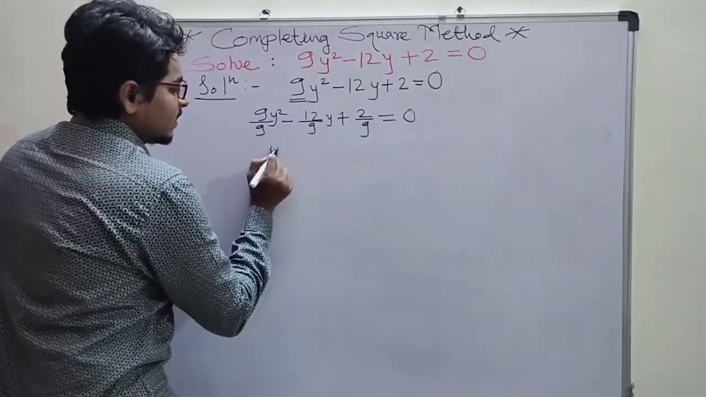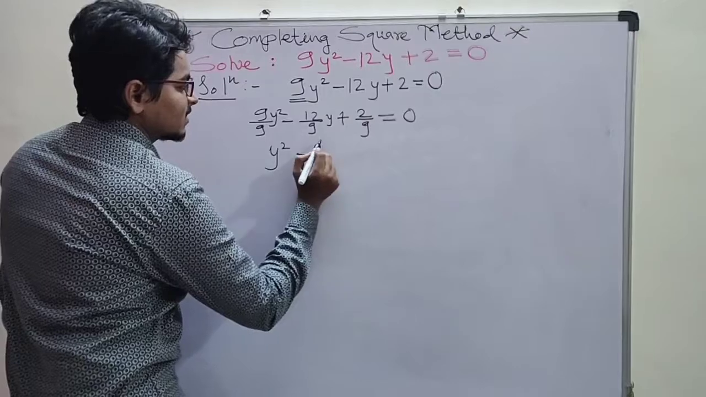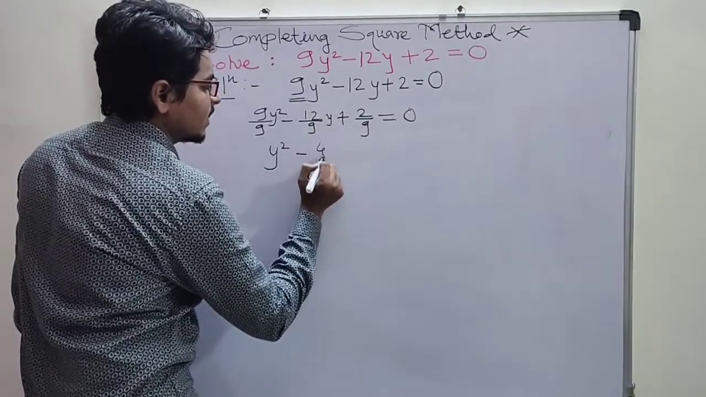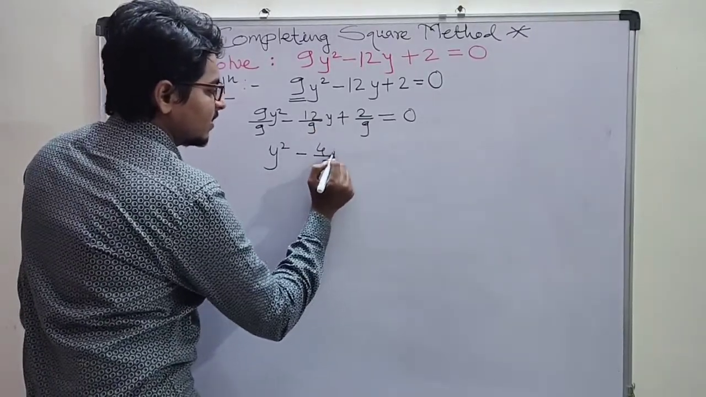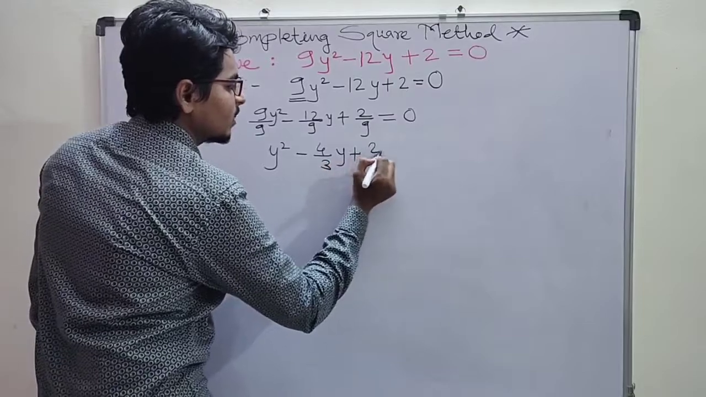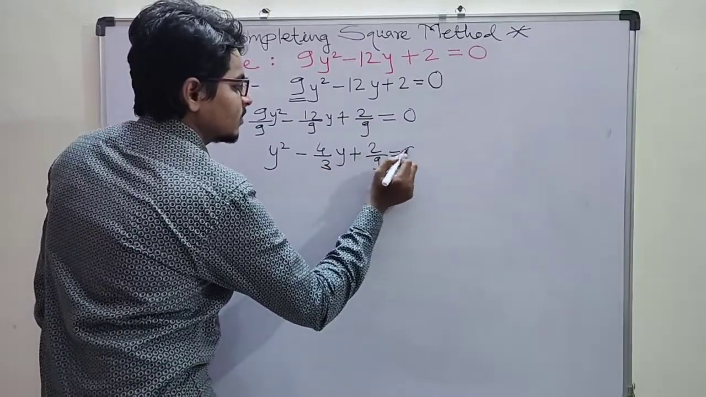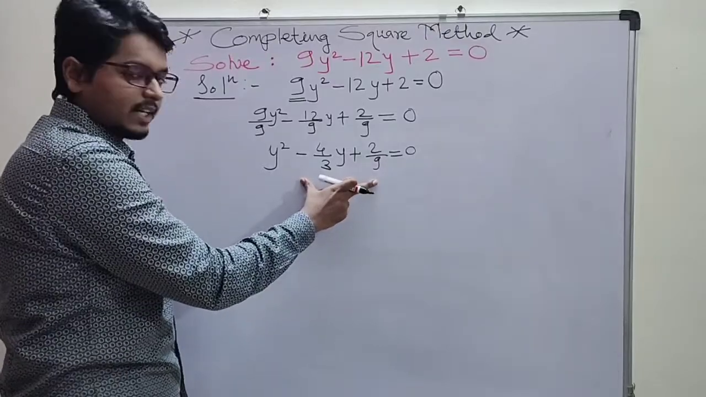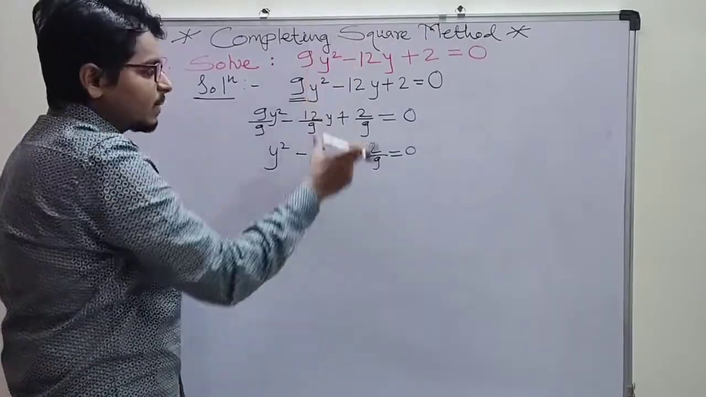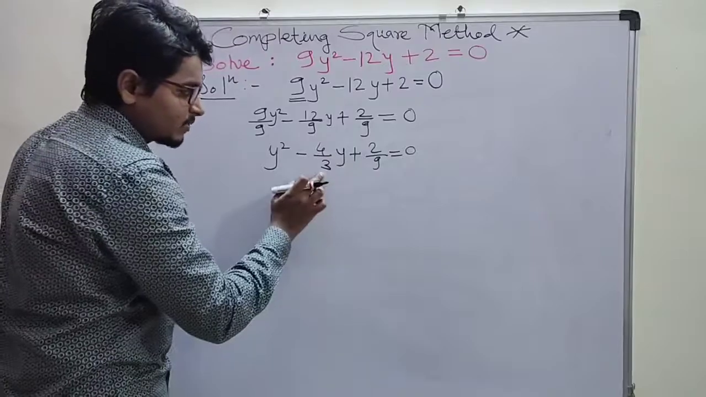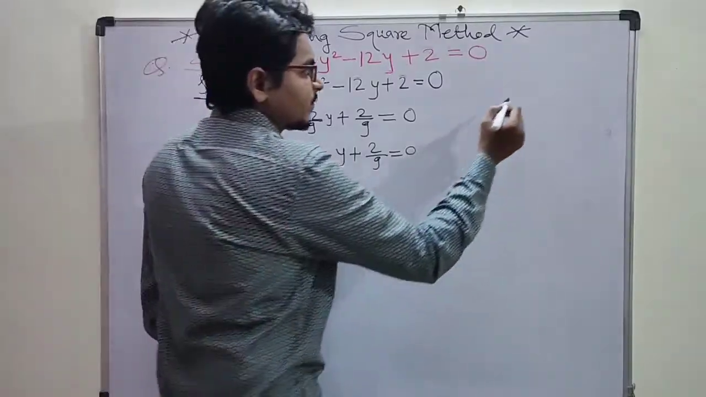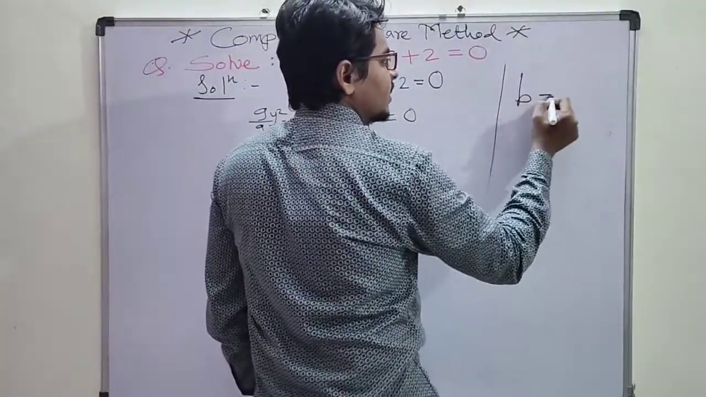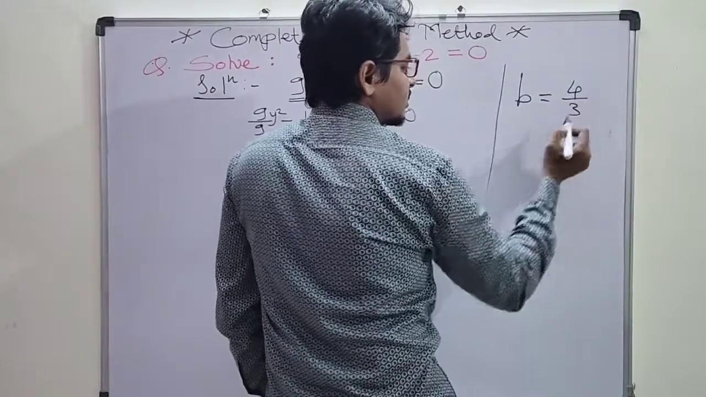Next step, y square minus, here 3 4s are 12 and 3 3s are 9, y plus 2 upon 9 as it is, which is equal to 0. Now it is our required quadratic equation to solve by completing square method. Now what is the value of b here? 4 upon 3. So here I will write b is equal to 4 upon 3.